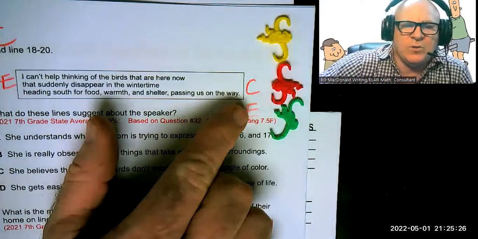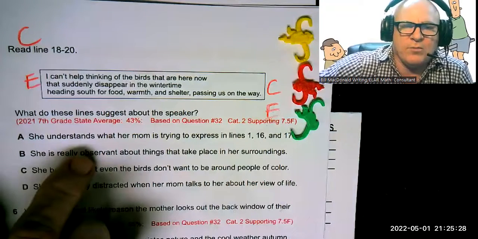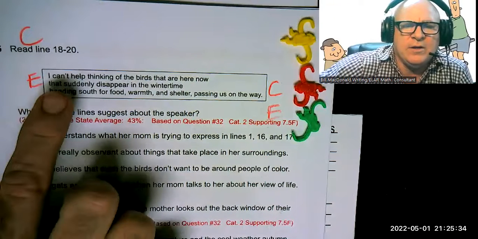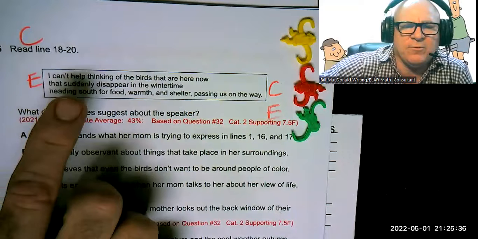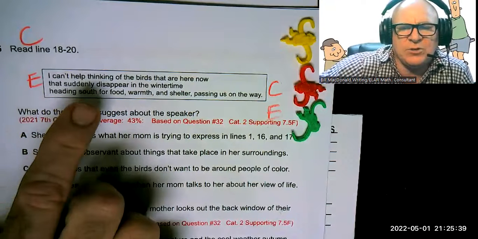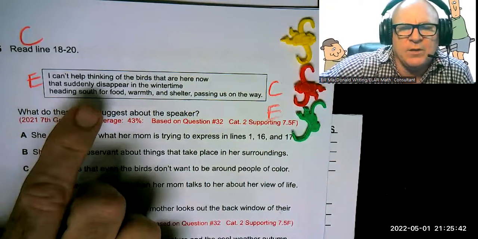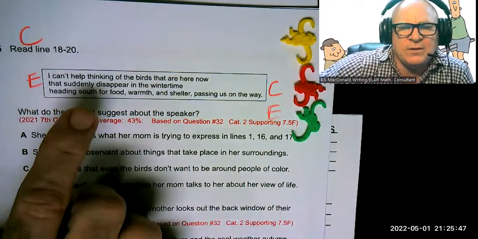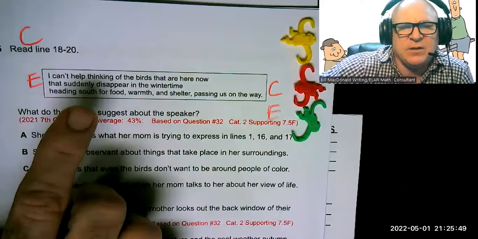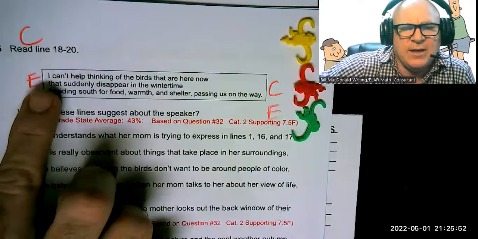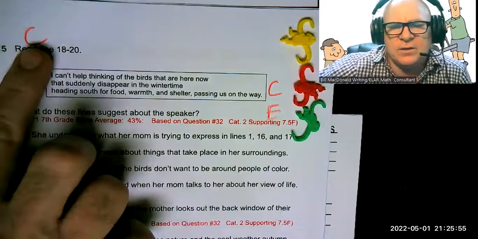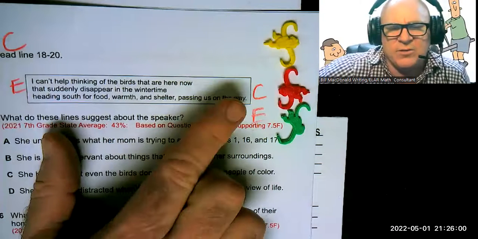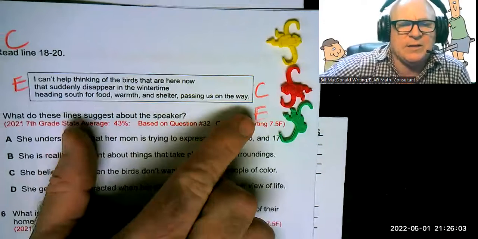So the question says, read lines 18 through 20. I can't help thinking of the birds that are here now that suddenly disappear in the wintertime, heading south for food, warmth, and shelter, passing us along the way. So, as you know, that's migration for whatever reason. So, that's either the effect that something caused the speaker to think that, or it's the cause that had an effect after it. So let's take a look at our four answers.